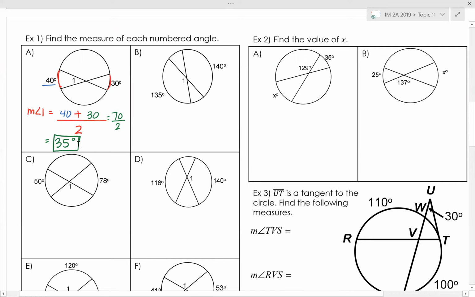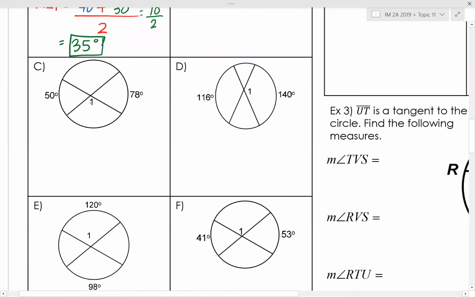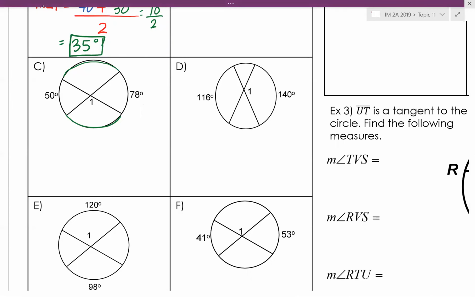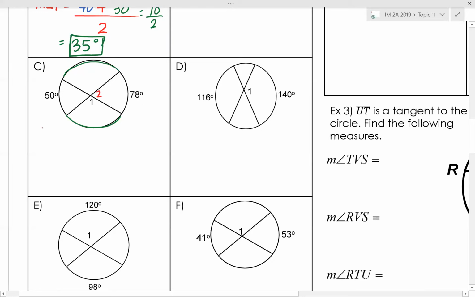Next, I'm going to do C. For C, what's different is that I want to find angle 1, but I don't know anything about the arcs that I need for angle 1. I would need those 2 arcs, and I can't find them from here. So what I want to do then is find angle 2. Notice that angle 1 forms a straight line with angle 2. So that would mean that I can do 180 minus the measure of angle 2, and that will give me the measure of angle 1.